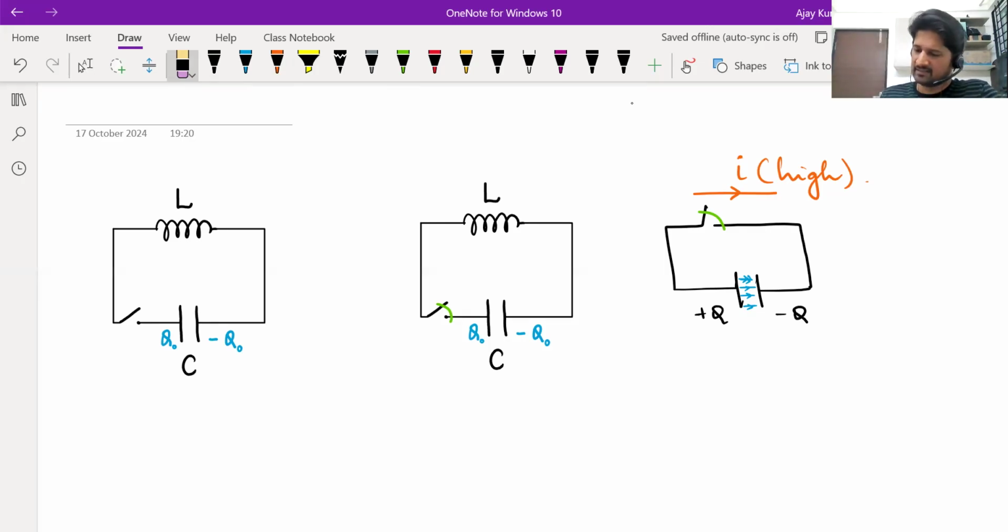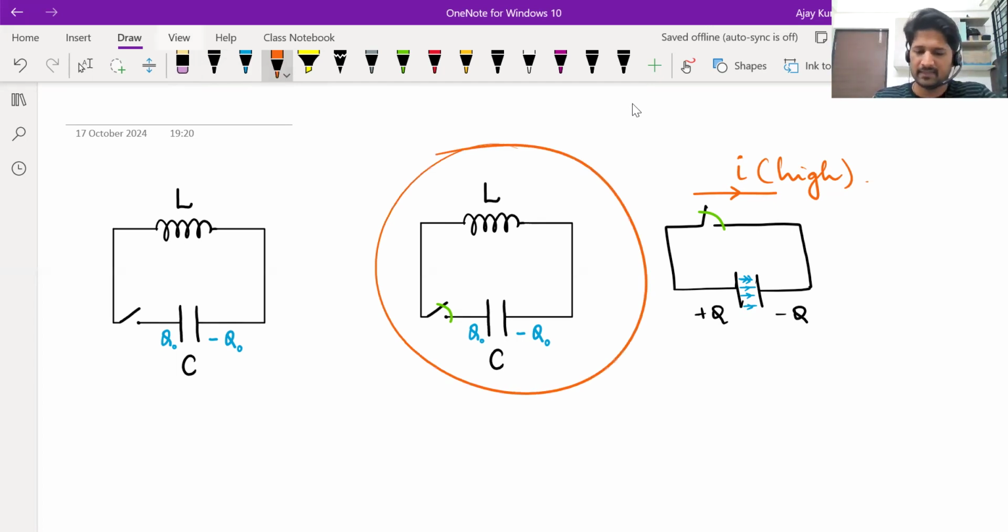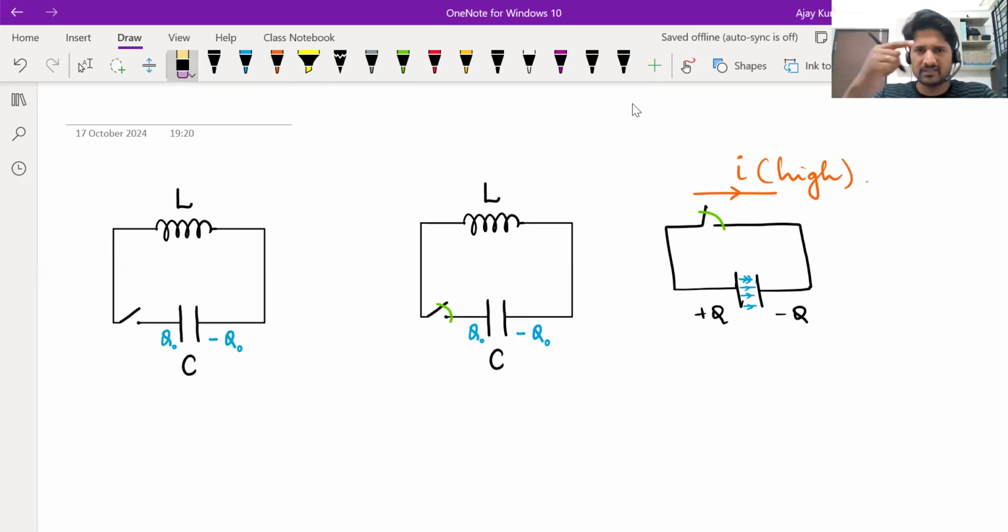Okay. So if you allow the plates of a capacitor to come into contact, they'll neutralize instantaneously, giving out a spark or a flash. Now, think about this circuit, the second one. Inductor is a coil, we know that. It's a wire only, which is shaped like a spring.